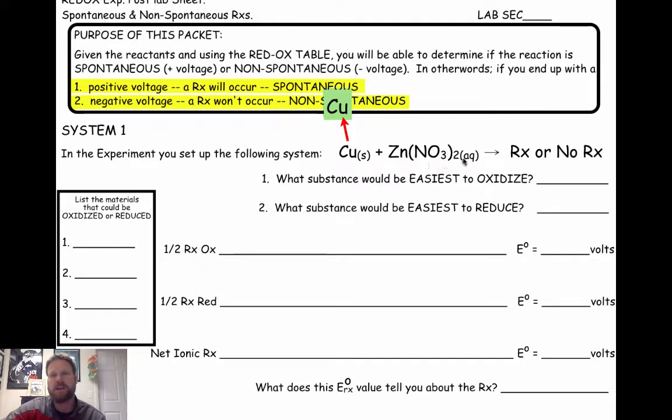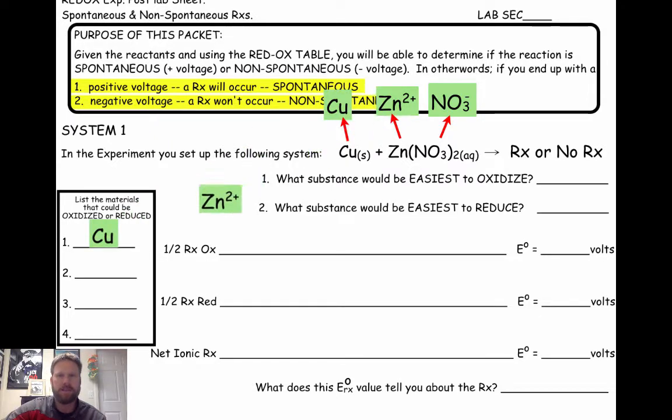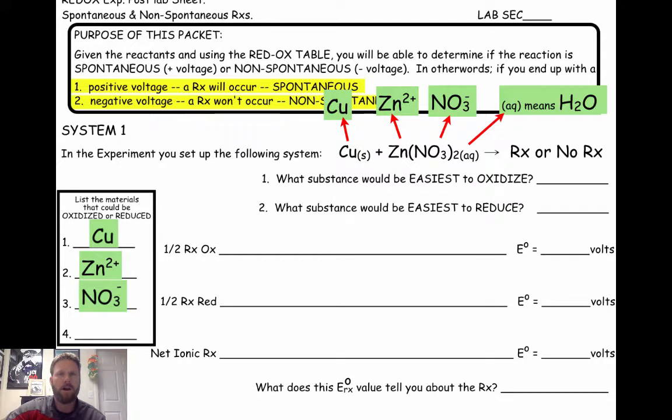Zinc nitrate is AQ. Anything that is aqueous needs to be split into ions. So this will split into zinc 2+ and NO3-. Those two substances will go into our list. Whenever we have an aqueous substance, we know that substance is also dissolved in water. So it is possible for water to be oxidized or reduced. Anytime you have an aqueous substance, water will be in your list.